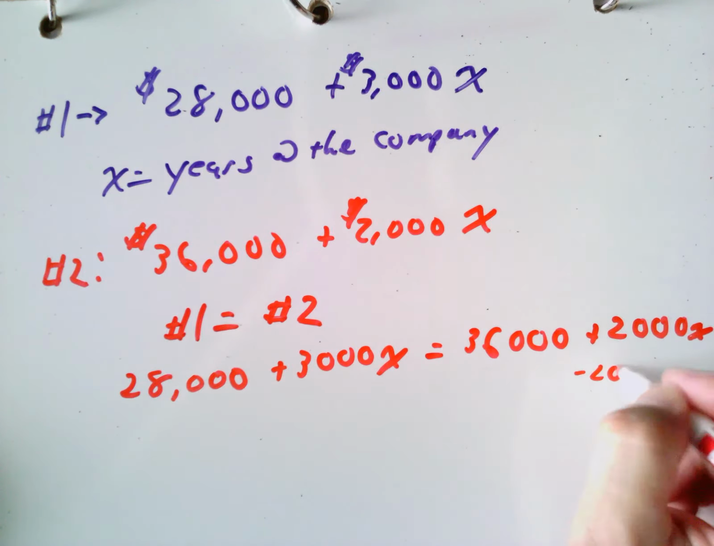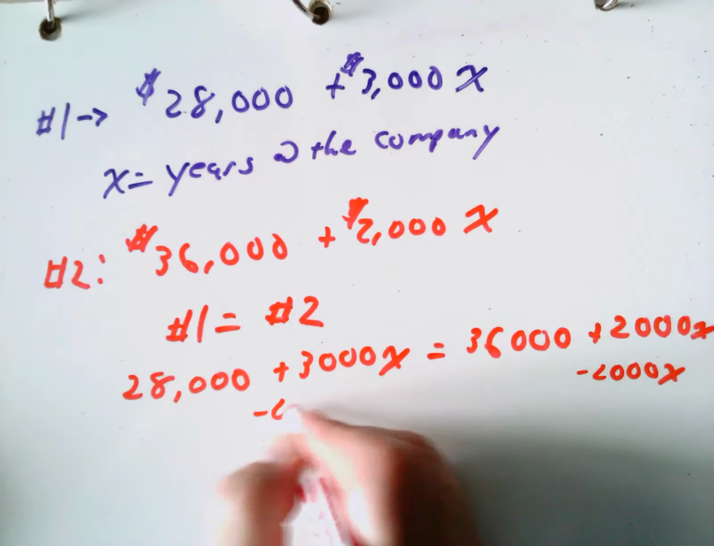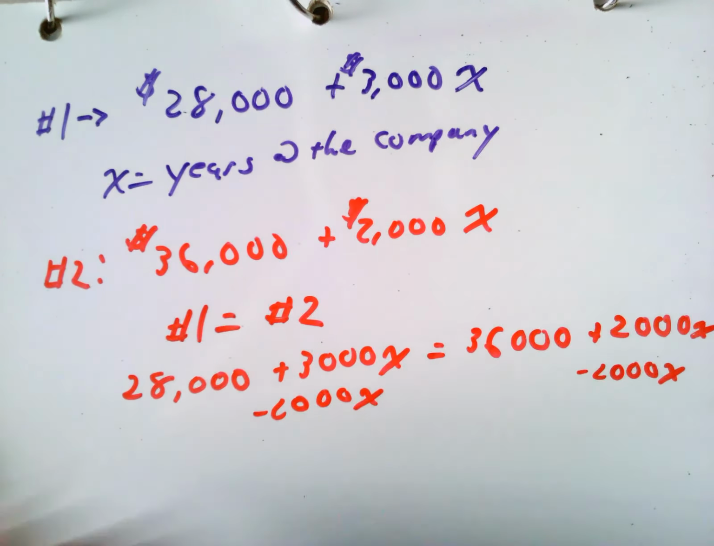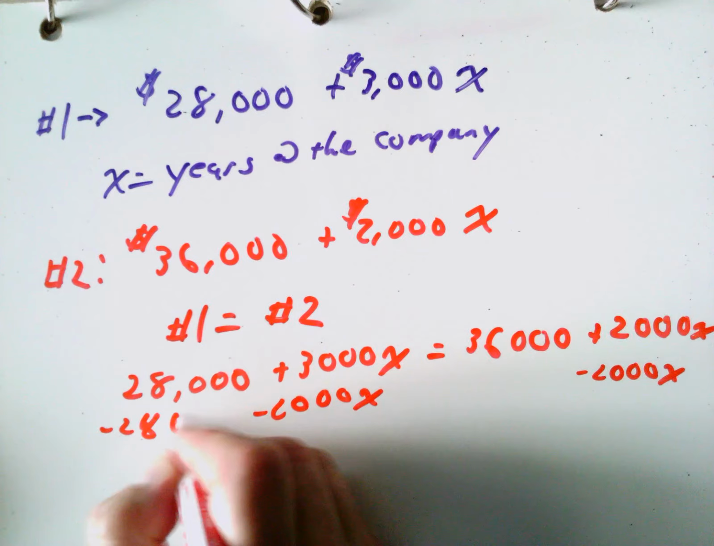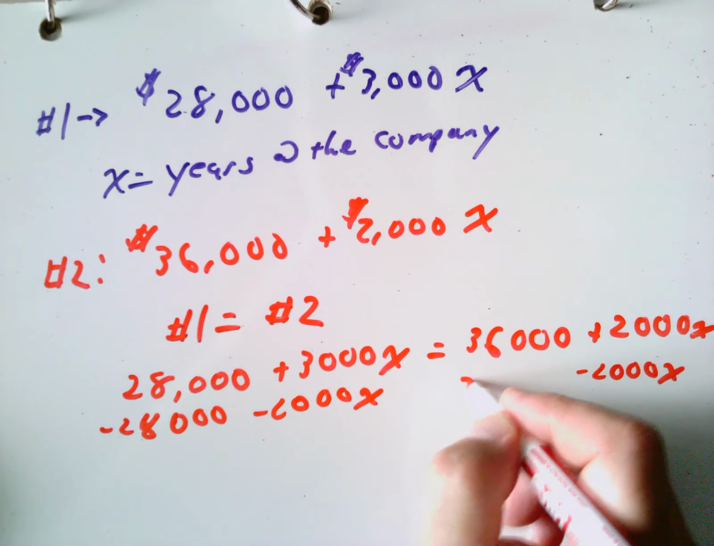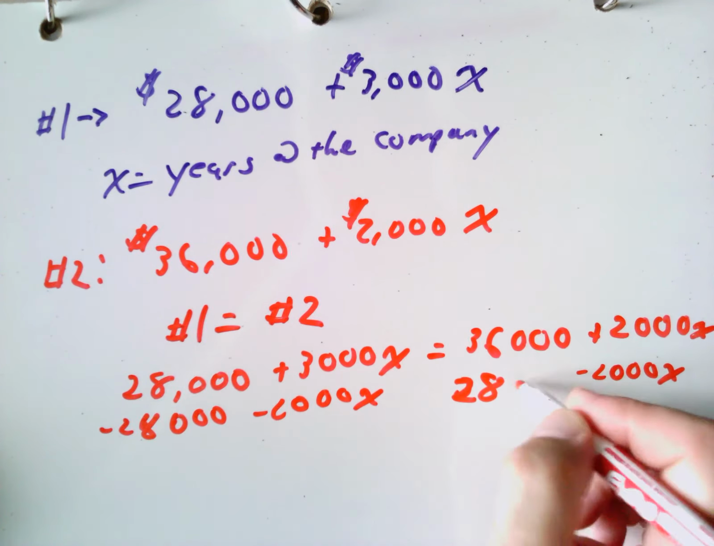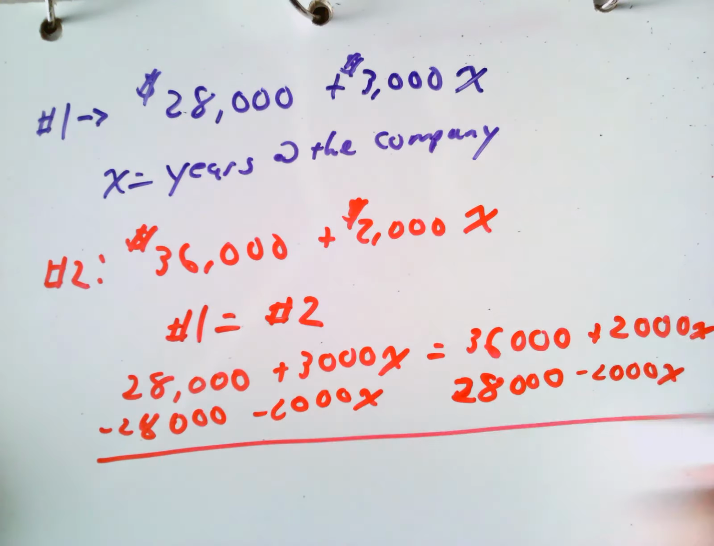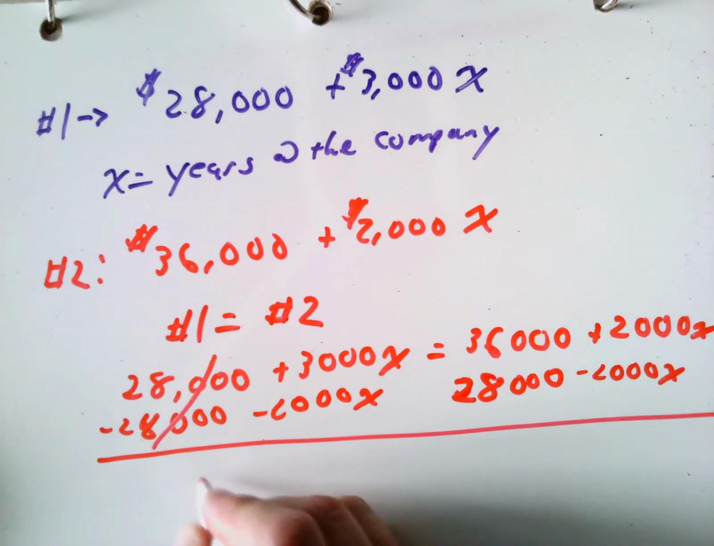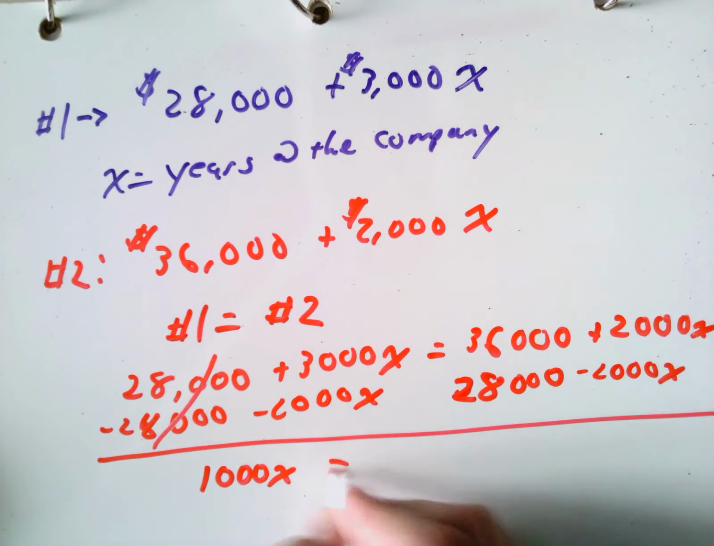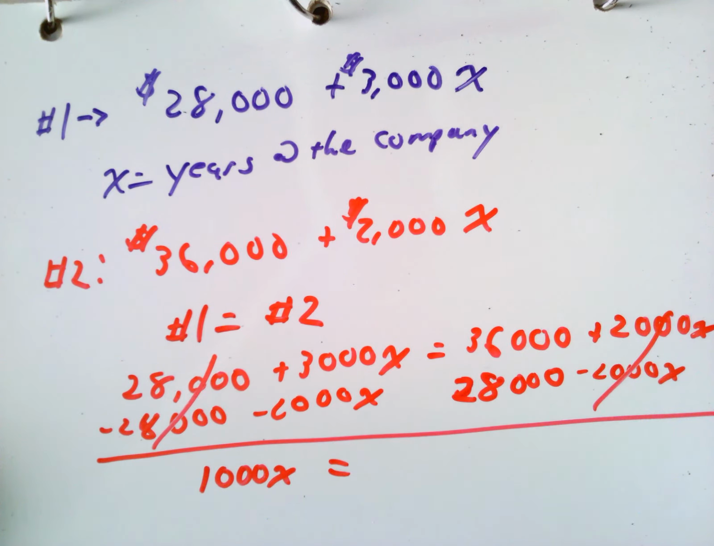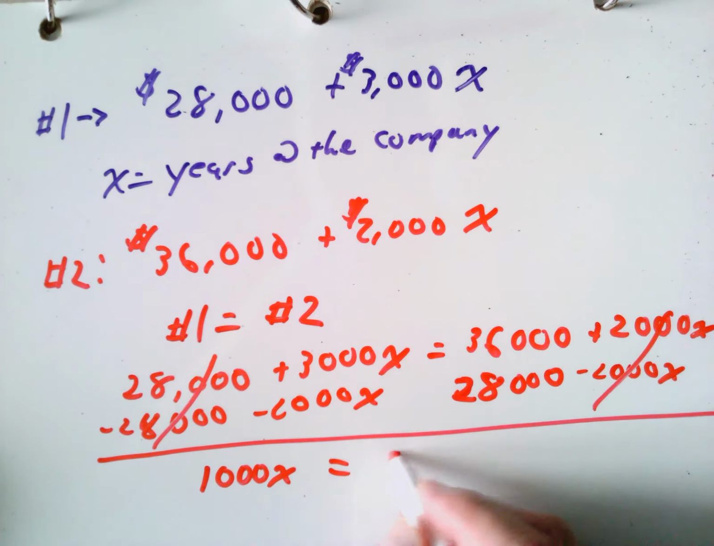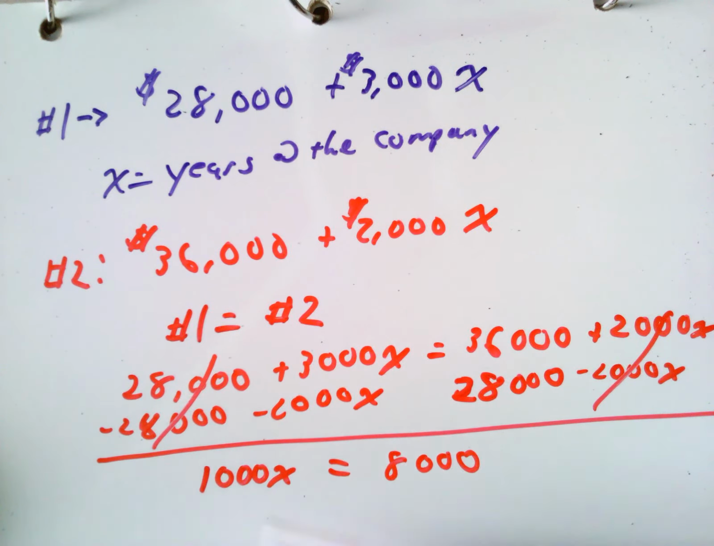So I'm going to put the x's on the left, and at the same time put the starting salaries, that should be 28, thank you, on the right side. Those cancel. Here I'm left with 1,000x. These cancel here. 36 minus 28, well, that's just 8,000. How do I solve for x? By dividing by 1,000.